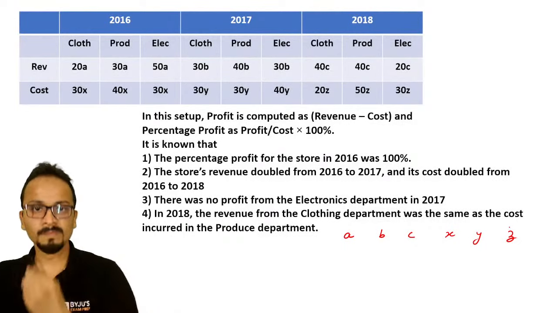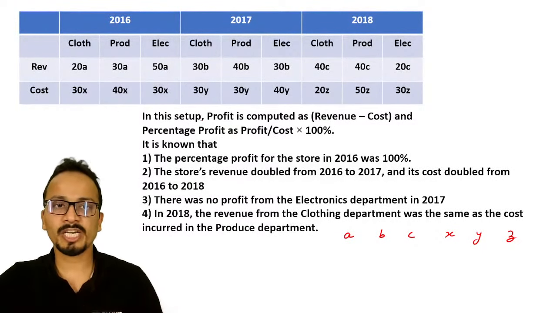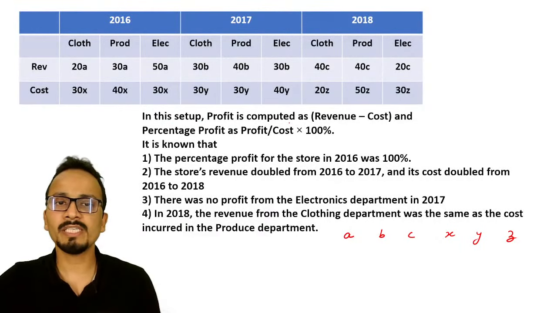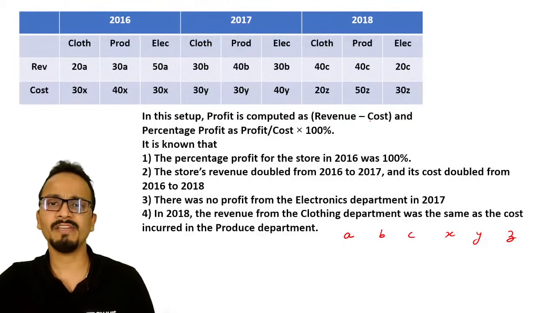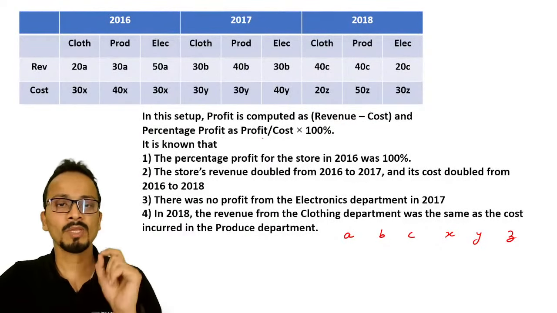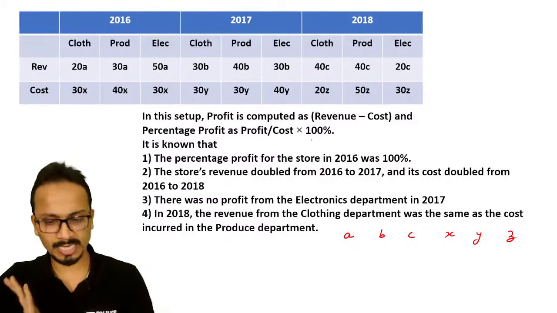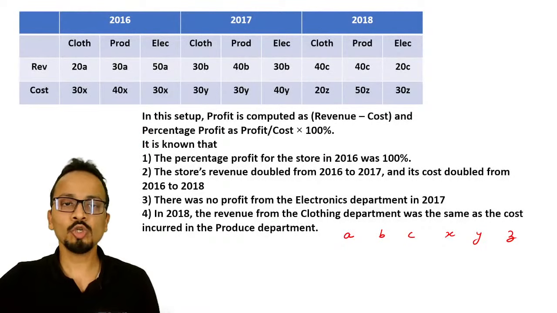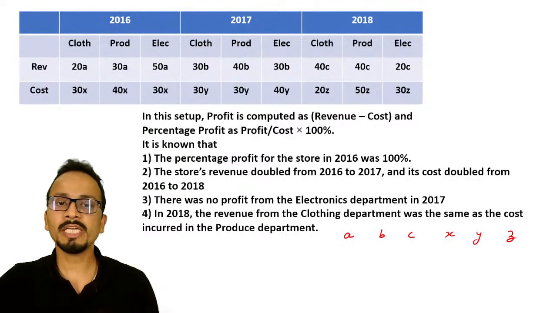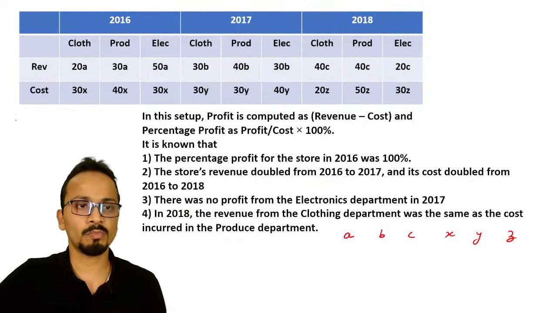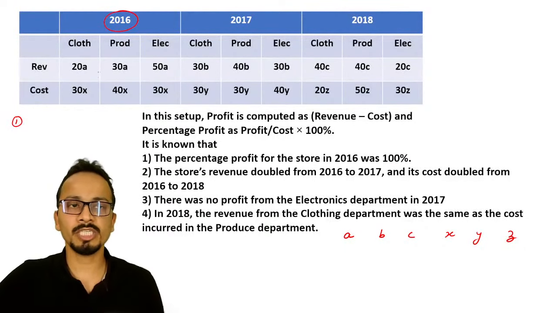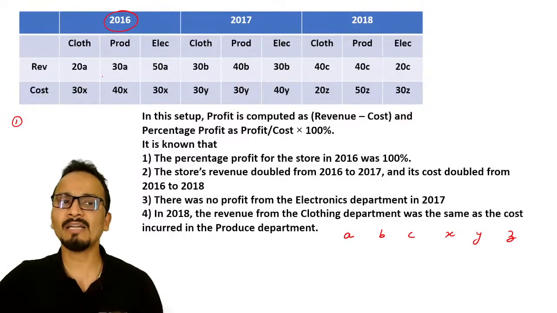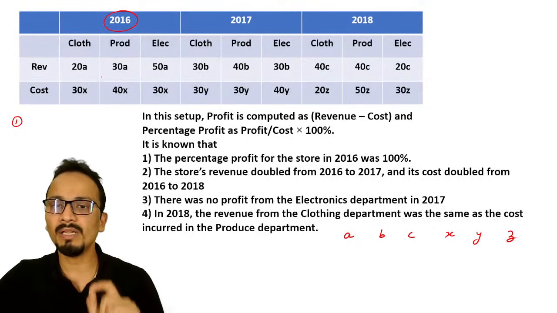All right, now let's read this extra data that is given. So in this setup, profit is computed as revenue minus cost. That is a very basic way of doing that. Profit is revenue minus cost and profit percentage is profit divided by cost into 100. Again, a very basic thing. It is also known that point number 1, the percentage profit for the store in 2016 was 100%. So 2016, the percentage profit is 100%. That means the revenue will be double the cost.